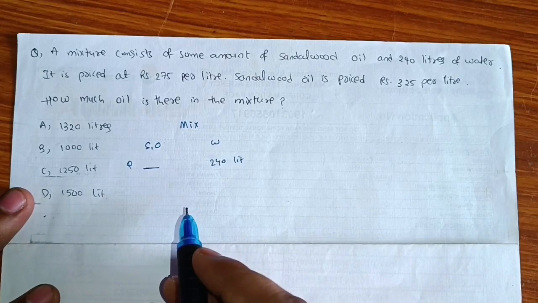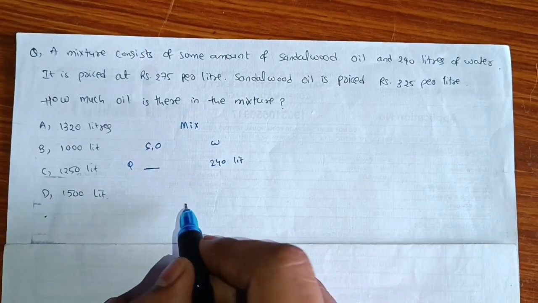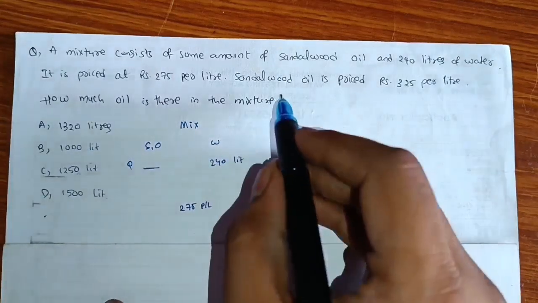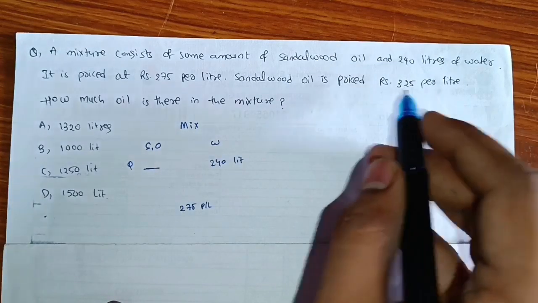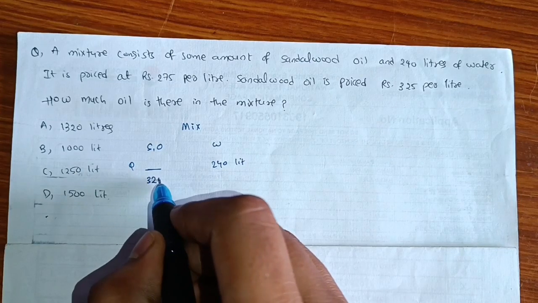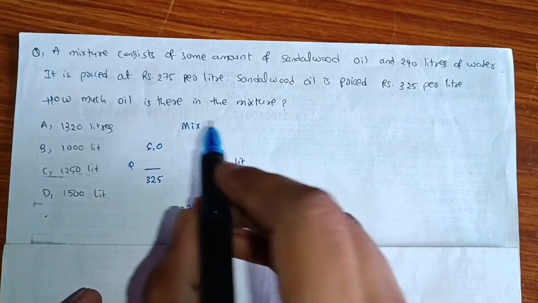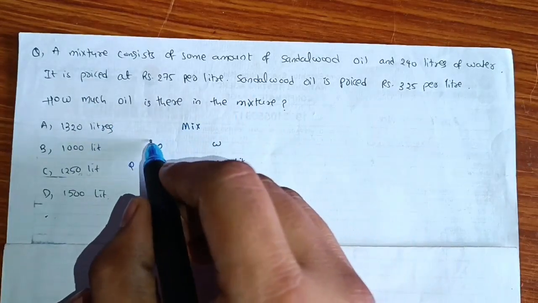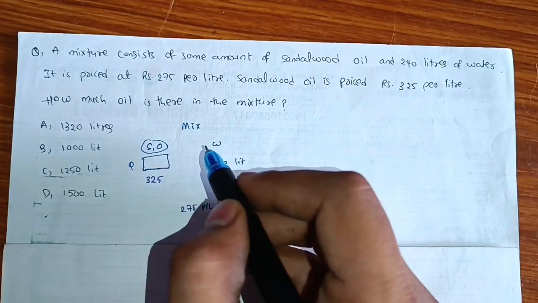You can check here, the mixture is priced at 275 per liter. Sandalwood is priced at 325 per liter. So the quantity is not mentioned, but the price is given, 325 per liter. How much oil is there in the mixture? So we need to find the sandalwood oil quantity. This is what we need to find.